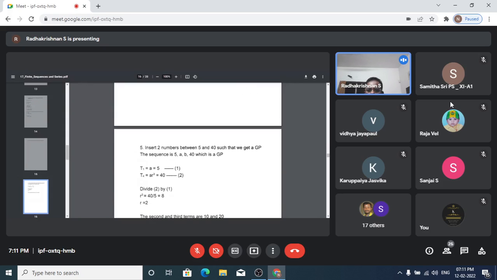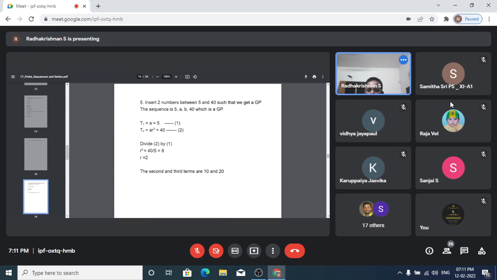So I think you got tripping in another. So this is what it is. T1 is given as 5 and T4 is 40. So the sequence is like 5, then two numbers are missing, A and B, and after that 40. So T1 is 5, T4 is 40.